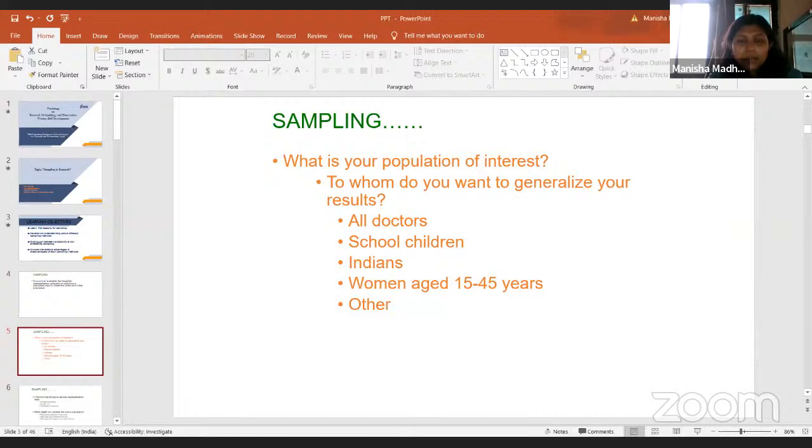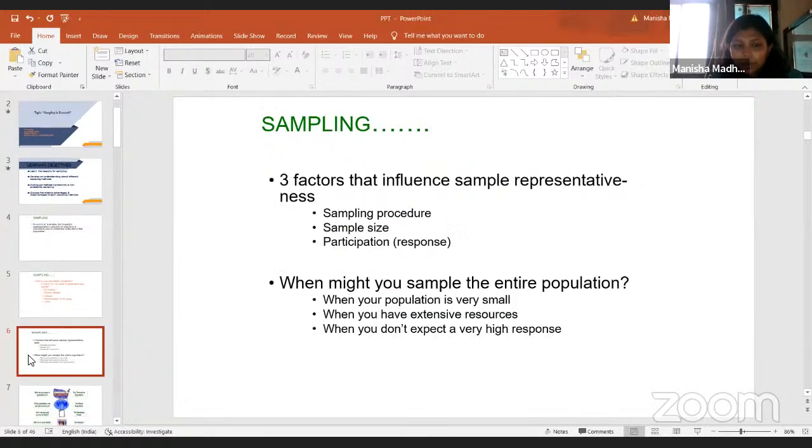Now you can see that the sample depends upon the research. So maybe all doctors or maybe school children. You can also divide on the basis of age groups, maybe Indians on the basis of nationalities, women aged 15 to 45 years, or any other groups or sample. There are three factors which influence sample representativeness: sampling procedure, sample size, and participation of the individuals.